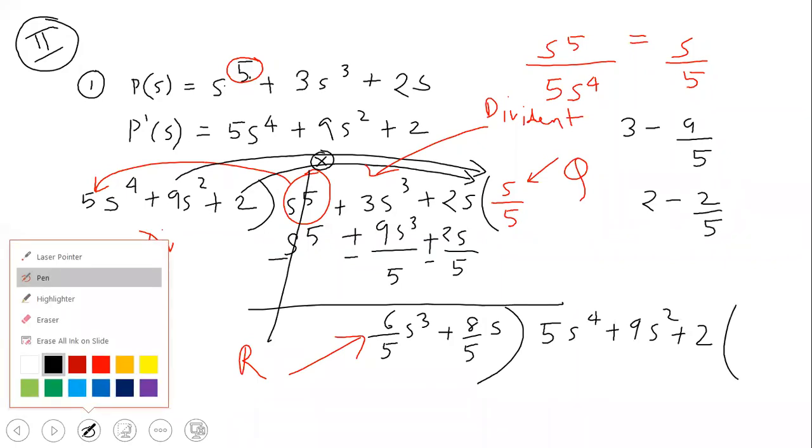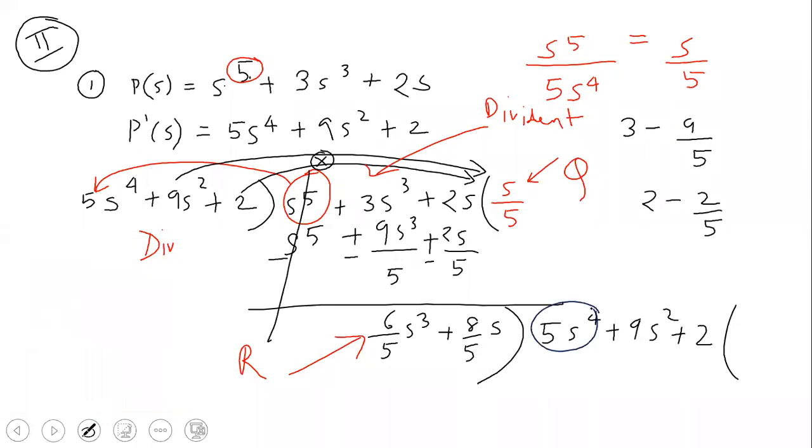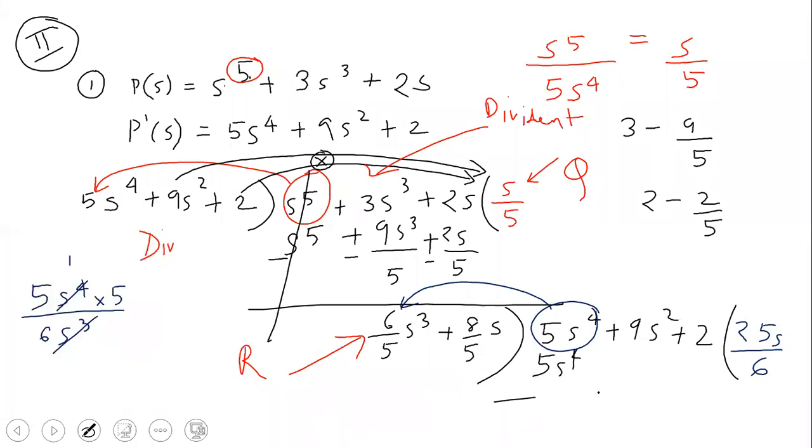Now to find the quotient again हम लोग को क्या करना है? इसको इसके साथ divide करना है. So हम लोग 5s raised to 4 divided by 6s cube into 5 करेंगे. That means ये cancel हो जाएगा. So you will get 25s upon 6. ये आपका second quotient है. That means this is going to remain as 5s raised to 4. अब क्या करना है? ये वाला जो है 8 by 5 को इसके साथ multiply करना है.